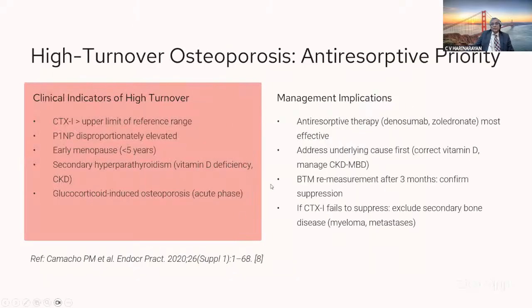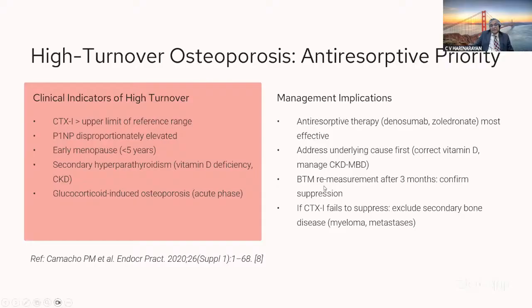High turnover osteoporosis, antiresorptive priority, CTX indicators of high turnover. So, clinical indicators of high turnover: CTX in the upper limit of the reference range, P1NP disproportionately elevated, early menopause less than 5 years, secondary hyperparathyroidism, that is vitamin D deficiency, CKD, glucocorticoid induced osteoporosis which is in the acute phase. Management implications: antiresorptive therapy, denosumab, zoledronate, most effective. Address underlying causes first. Correct vitamin D, CKD and MBD.